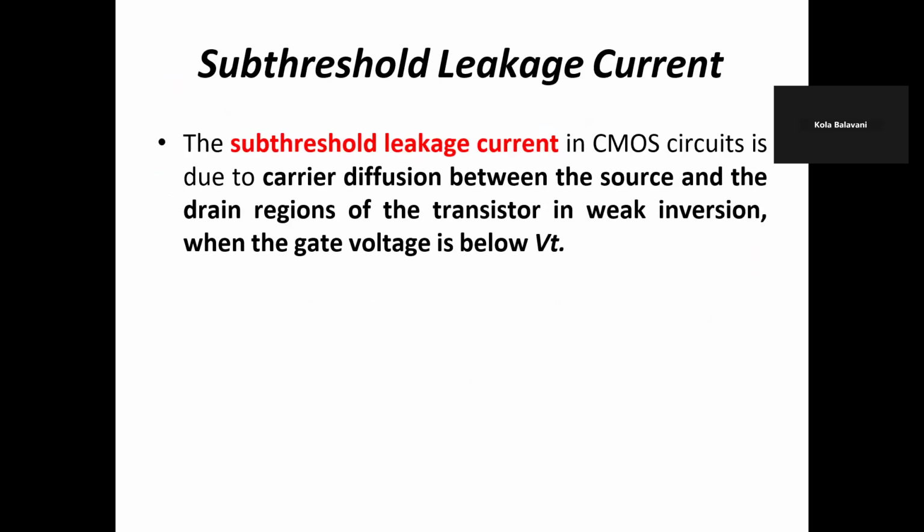Coming to the majorly important one, subthreshold leakage. The subthreshold leakage in CMOS circuits is due to carrier diffusion between the source and drain regions whenever the transistor is in weak inversion. That is, whenever the voltage applied at the gate terminal is less than the threshold voltage. That means whenever the input voltage, that is the gate voltage, is below the threshold voltage VT, this subthreshold leakage current will occur in the device.